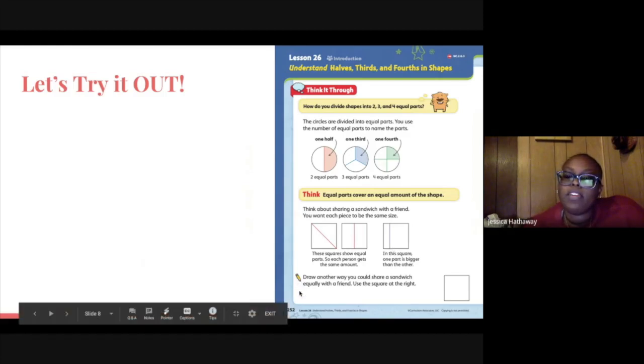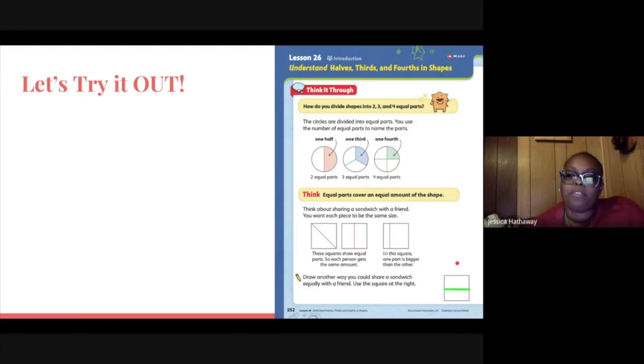Now, here's an example. You can pause and give yourself a chance to think about it. Draw another way you can share a sandwich equally with a friend. Use the square at the right. So give yourself a 2 to 3 second pause and be thinking about what is another way that you could divide equally this sandwich with a friend.